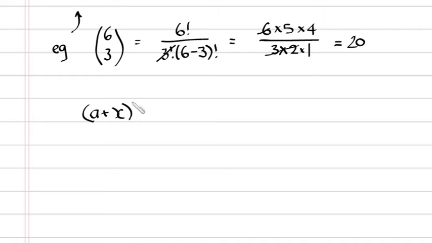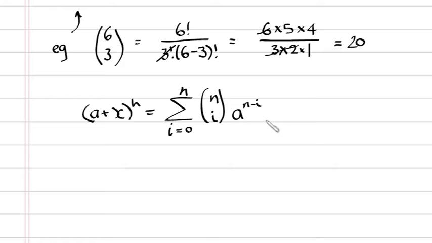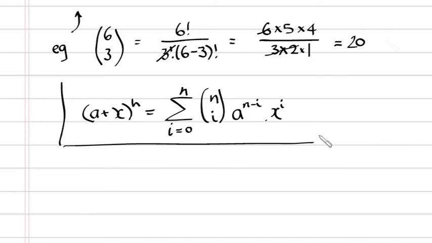Another way of writing a plus x to the n, we can write it using the sigma symbol. Sigma, the Greek letter sigma, means the sum of, and we're going to sum up the individual items from i equals 0 to i equals n of n choose i objects times a to the n minus i times x to the i. And that is the binomial theorem written as a sum.